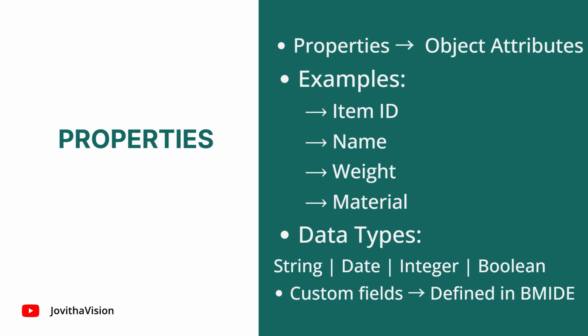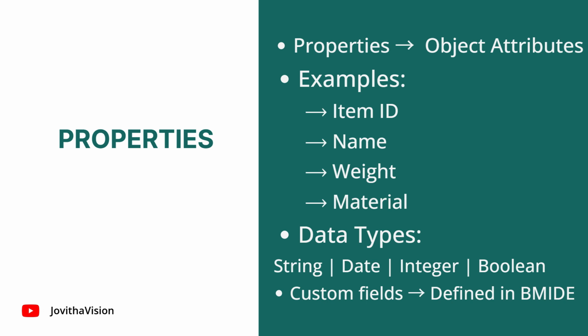Let's talk about properties. Think about the last item you created. You saw fields like item ID, object name, description, maybe weight and material. Those are properties. Properties are simply attributes stored inside a business object, and they can have data types like string, integer, double, date, and boolean.